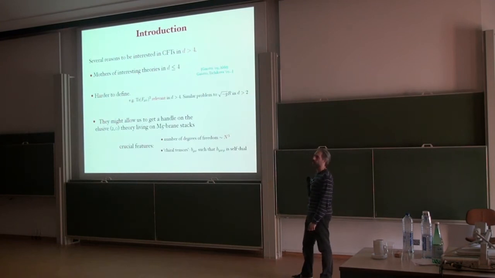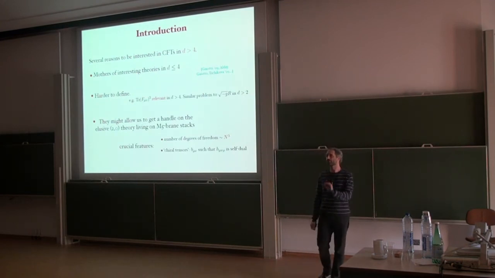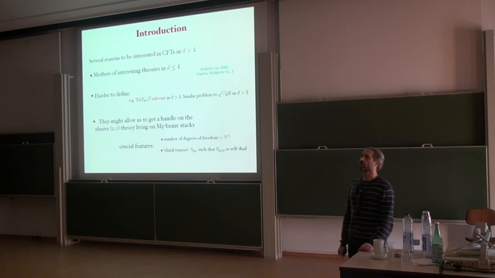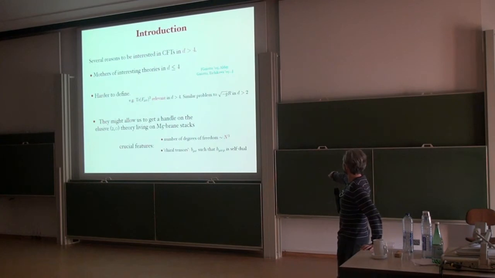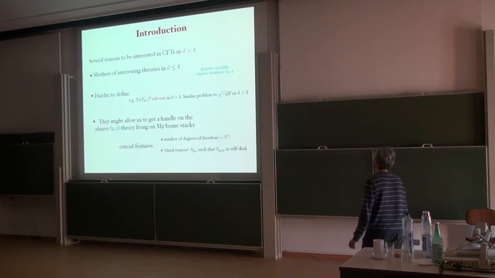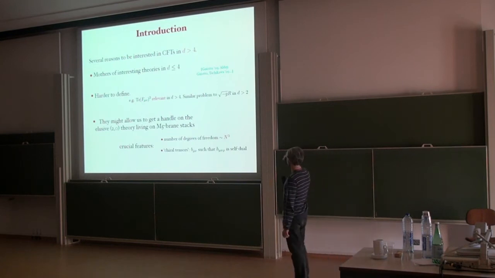So it's already a challenge, just as a very quick review, a little bit of a challenge to write an action for a single M5, because of the problem that you have two-form potentials which have this property. They have a constraint that the field strength should be self-dual. And writing an action for this is not obvious at all, although there is a proposal by Pasti, Sorokin, and Tonin, so you might think, okay, that's done. But then there's another challenge, which is that there are indications that the number of degrees of freedom goes like N cubed.